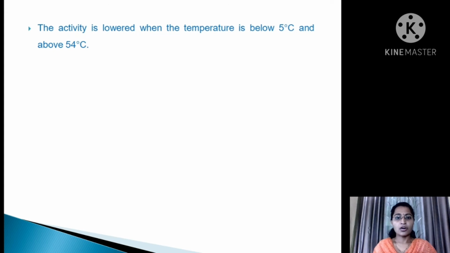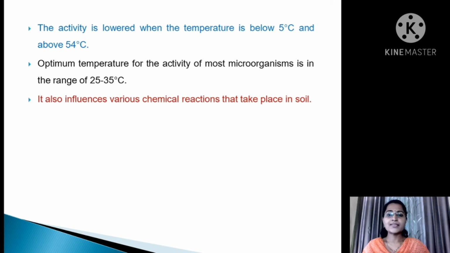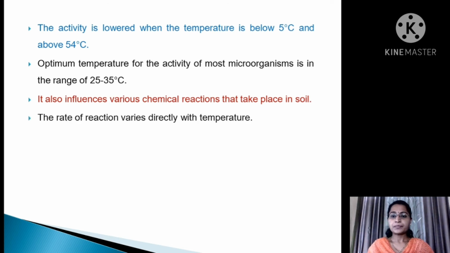The activity of microorganisms is lowered when the temperature is below 5 degrees Celsius and above 54 degrees Celsius. That means the optimum temperature for the activity of most microorganisms is in the range of 25 to 35 degrees Celsius. Temperature also influences various chemical reactions that take place in the soil, and the rate of reaction varies directly with the temperature.